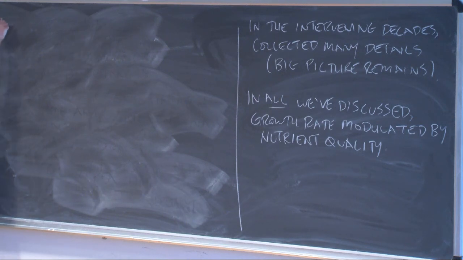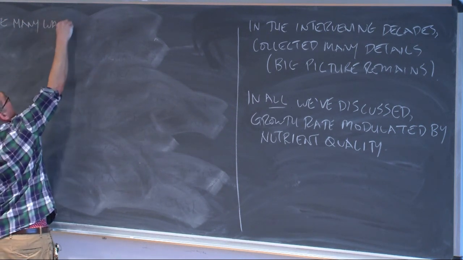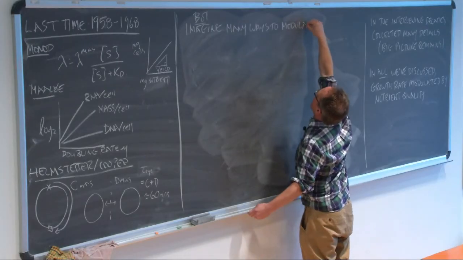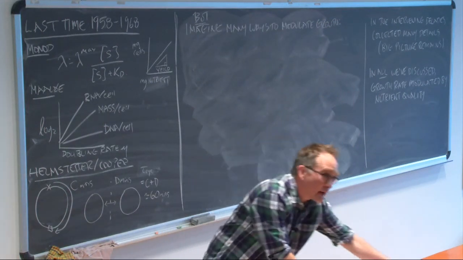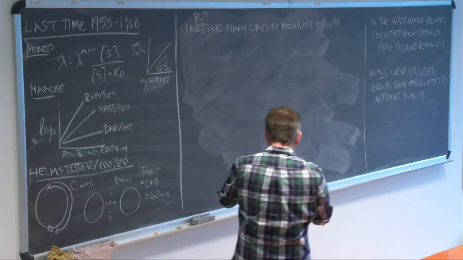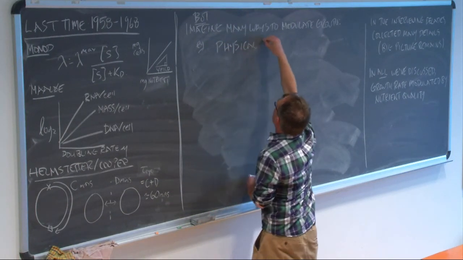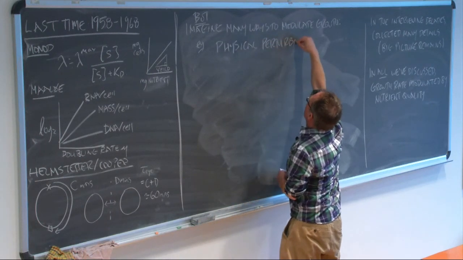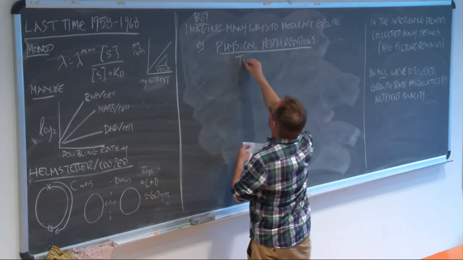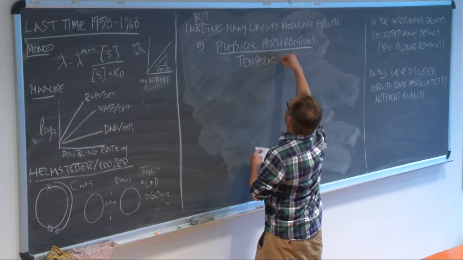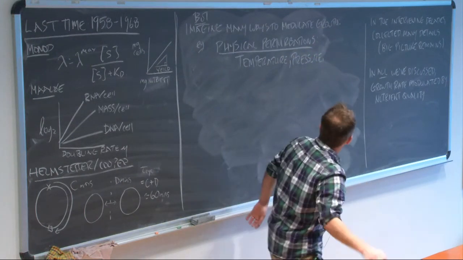Okay, so you can imagine, let me put a but here. Imagine many ways to modulate growth. I mean, we can maintain exponential growth, but here I'm talking about changing how fast they double. And so we can think of, for example, physical perturbations. And so these might be, say, temperature. Pressure. Osmolarity, osmotic pressure.